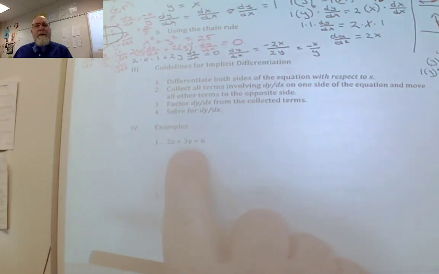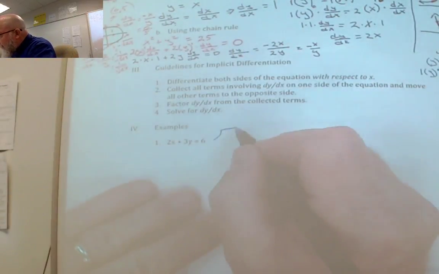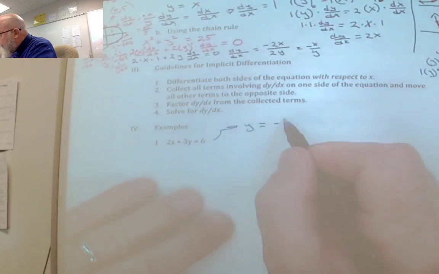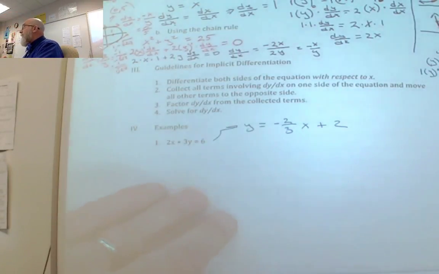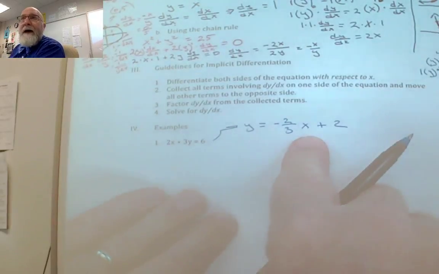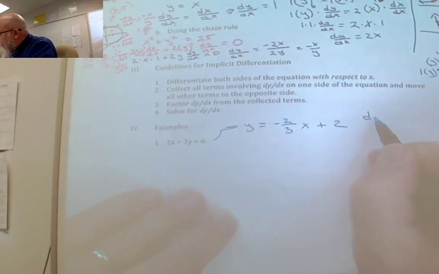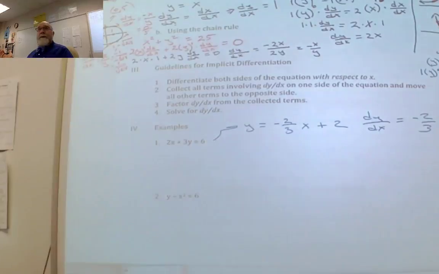Now, this one, I know you can get y by itself and figure it out, correct? In fact, if we did that, I think this is what Jeremiah gave us, a negative 2/3 x plus 2, correct? Right, Jeremiah? I don't want you to give that up. This one's an easy one to do. I should get dy/dx is equal to a negative 2/3. Would you agree with that?